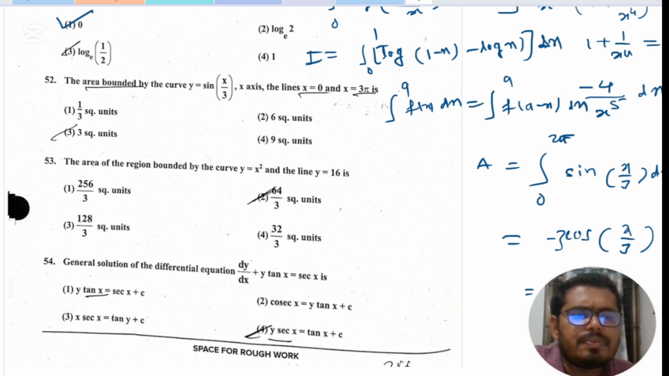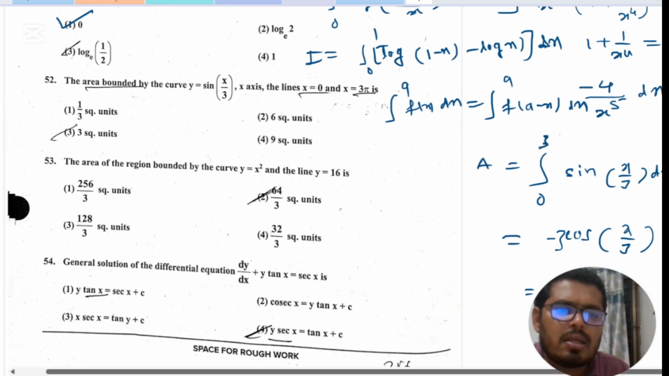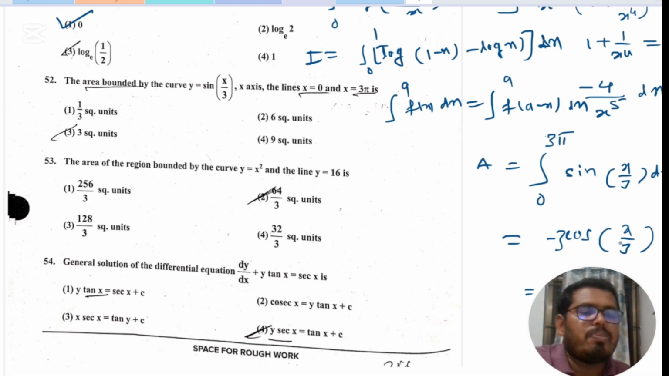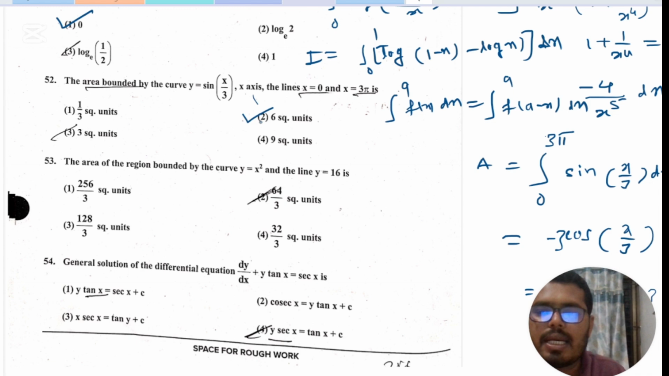Minus 3 times the upper limit, cos of 3 pi by 3, sorry, not 2 pi, 3 pi. The upper limit is cos 3 pi by 3, the 3s get cancelled, cos pi is minus 1, and minus times minus, plus 3 into cos 0, which is 1. Therefore, 3 plus 3 is 6. Therefore, option number second is correct.